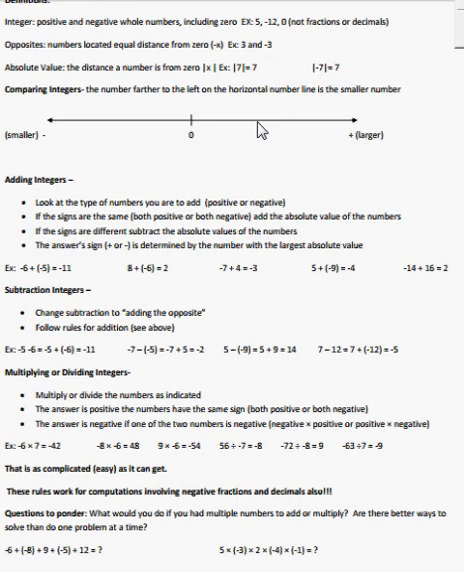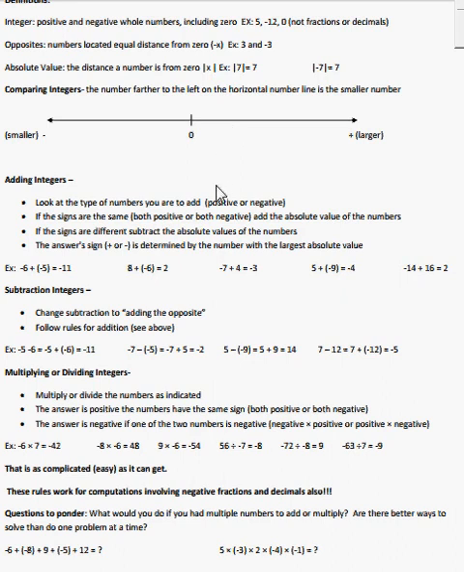So the absolute value of a number is the number's distance from 0. It doesn't matter if the number is positive or negative, it's its distance from 0. So if you begin to compare integers, the number farthest to the left of the horizontal number line is the smaller number. So for example, if I have 2 and -1, 2 is farther to the right, therefore it's the positive number, it's the larger number.